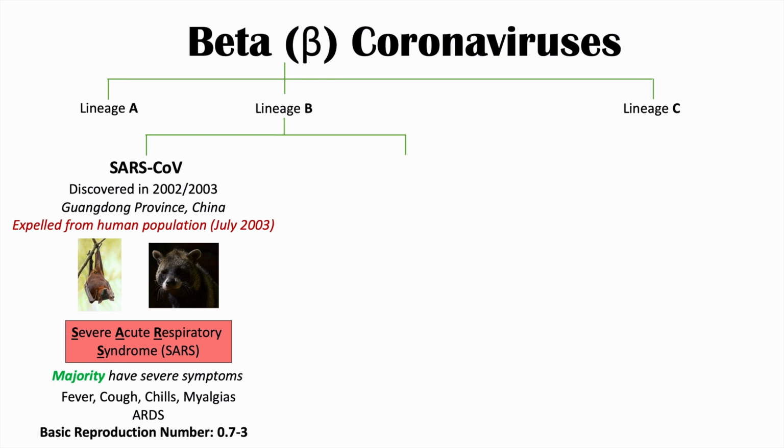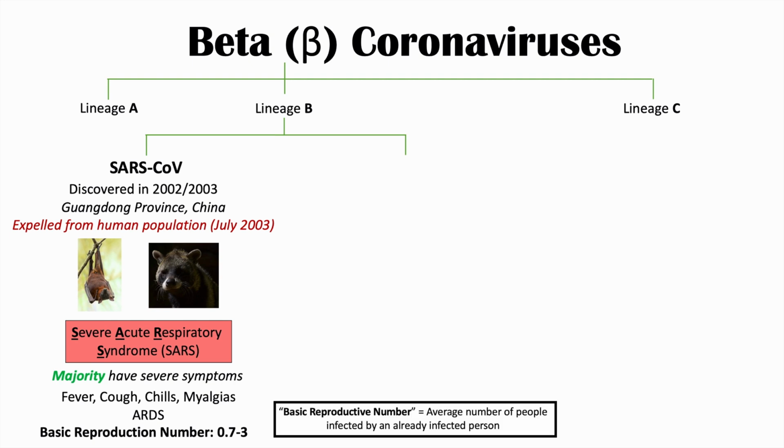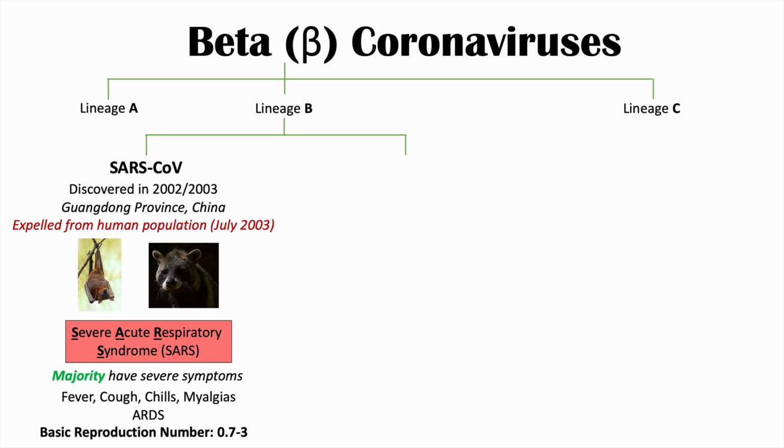And the basic reproduction number of SARS-CoV is anywhere from 0.7 to 3. So the basic reproduction number is the number of people one infected individual can infect themselves. So if one individual has SARS-CoV and they're infected, and if the basic reproduction number is 3, they can spread the virus to 3 other people. So that is the basic reproduction number.